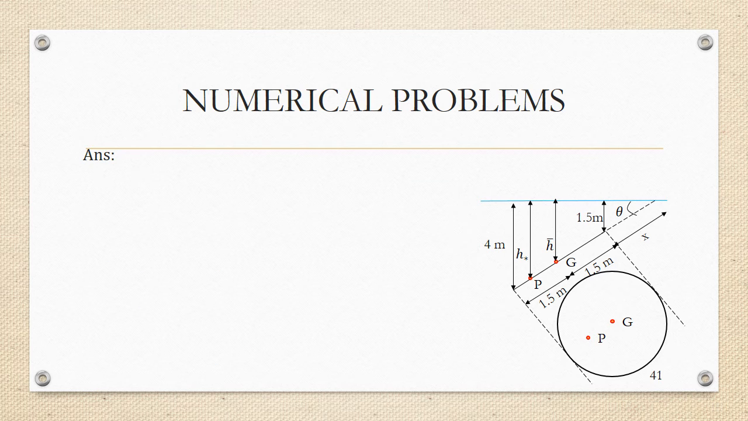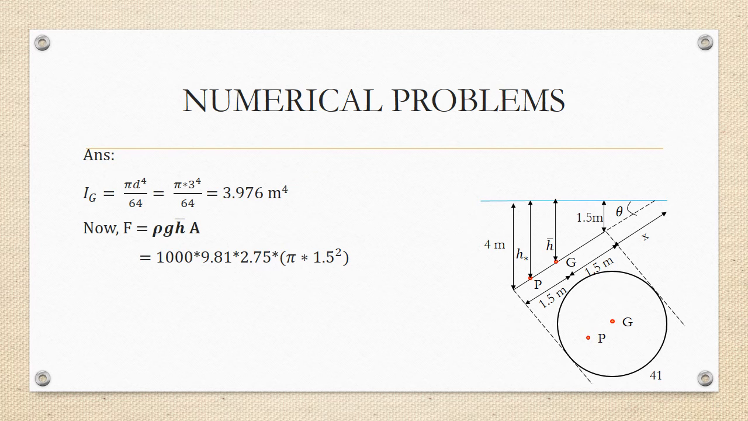Once we get the value of h bar, finding out the remaining is very simple. Ig is equal to pi d raised to 4 by 64, which is the formula for moment of inertia passing through the centroid of a circular area. So we will get Ig to be 3.976 meter raised to 4. Total pressure force is given by rho g h bar into A, which is 1000 into 9.81 into 2.75 into pi r squared, which is pi into 1.5 squared. Area of the plate is pi r squared. Substituting, we will get total pressure force to be 190,692.71 Newton, or simply 190.692 kilonewton.